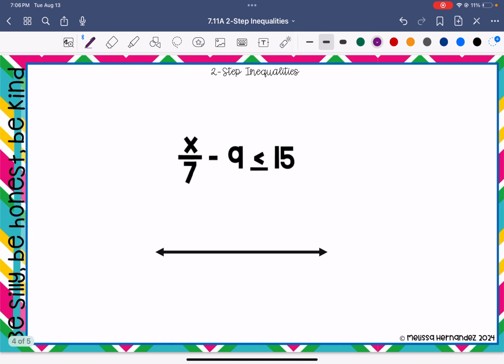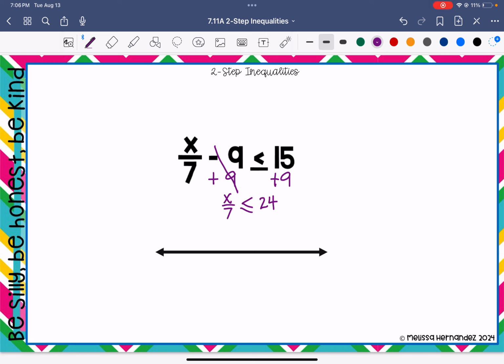All right, let's do another problem. In this case, it's x, which is our unknown, being divided by 7, take away 9, less than or equal to 15. So we'll still use our inverse operations. And so if we're doing opposite or inverse, the opposite of minus would be add. I'm going to add 9 to not one side, but both sides. So then my new inequality is x divided by 7 is less than or equal to 24.